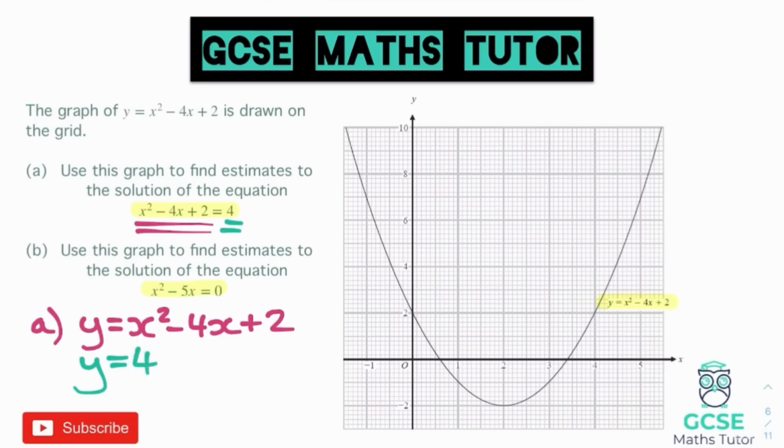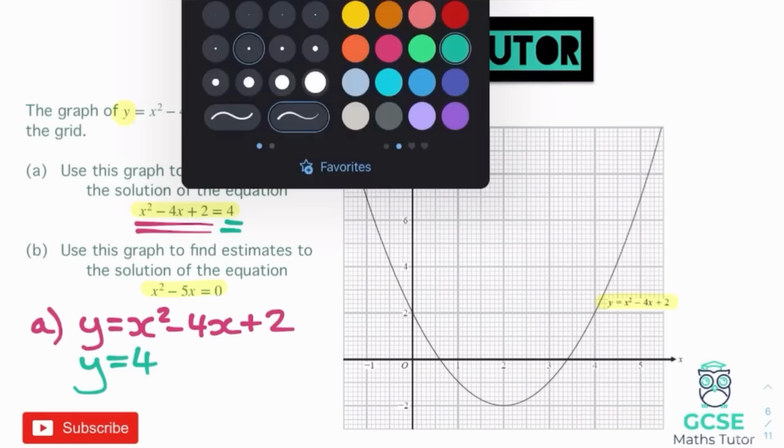Okay, and this is saying, where does it equal 4? Obviously if you look at the original equation, y is at the start, and we're saying, where does it equal 4 on the y-axis? So what we mean by that is we actually have to draw the graph of y equals 4.